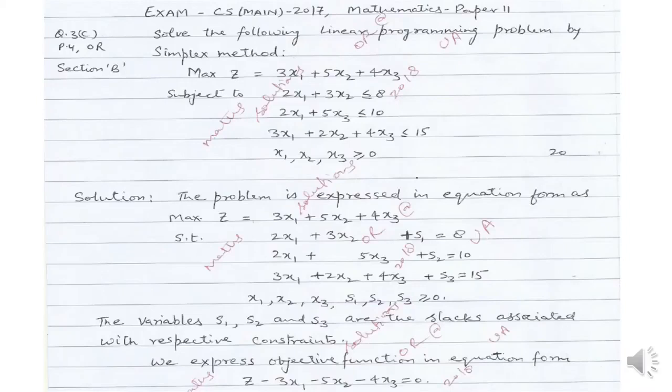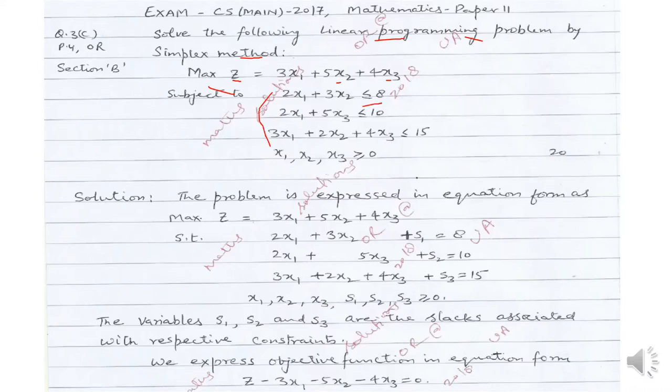This question is of the simplex method, and it is a maximization type problem. We have to solve the linear programming problem LPP by the simplex method. So maximize z is equal to 3x1 plus 5x2 plus 4x3. This is the objective function. Three variables are there. Subject to these are the constraints. These three are the constraints.